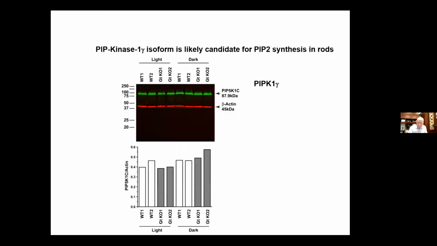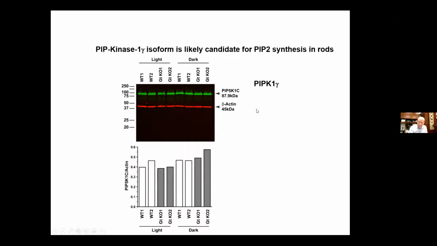Okay. Now, finally, what are the enzymes involved? Well, the most likely candidate are one of the various PIP kinase type 1 that are known to convert PI4P to PI45P2. They catalyze phosphorylation at the 5 position. And the most abundant of these, which has been shown previously in the literature, is the gamma isoform, which you can see here stains very strongly, and its levels are indifferent to the presence or absence of transducin, or the presence or absence of light.